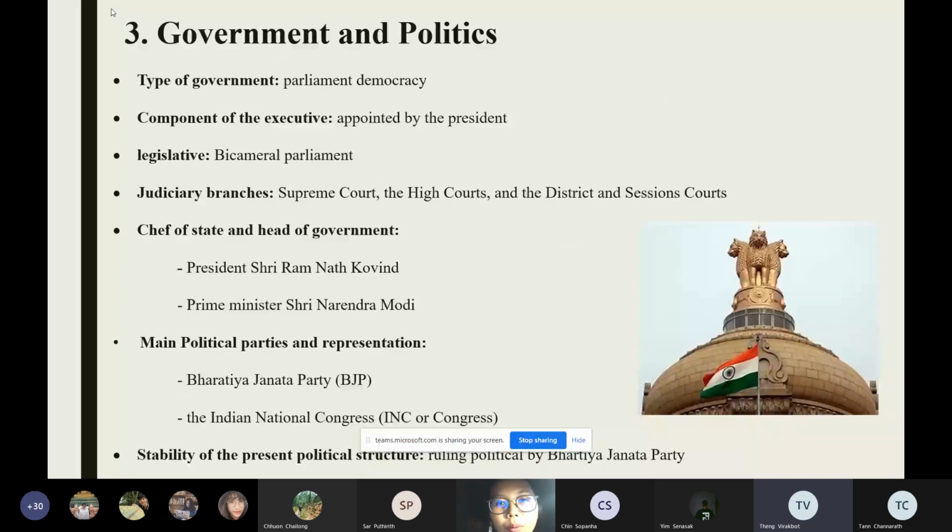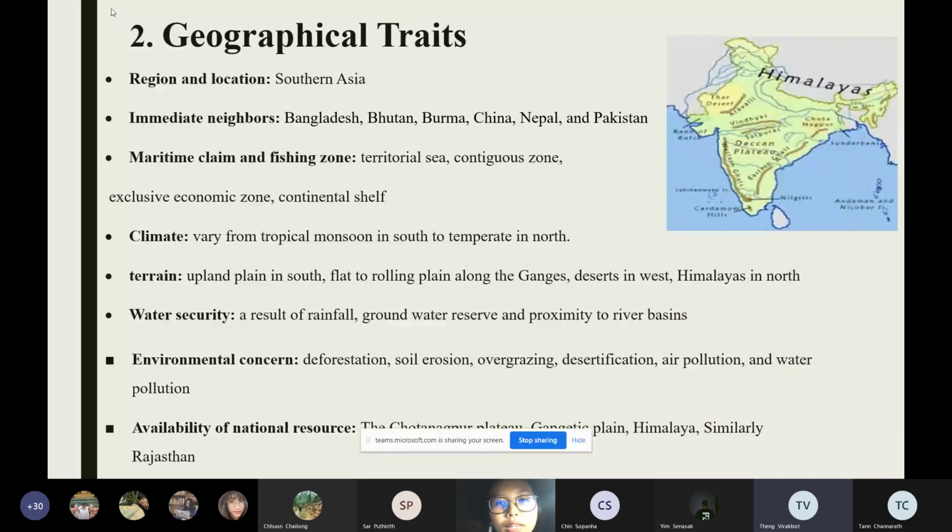According to the map we put on the slide, India is located in Southern Asia, and we have Bangladesh, Bhutan, Burma, China, Nepal, and Pakistan as our neighboring countries. Talking about climate, India varies from one area to another. The south is hotter and more humid than the north. About the terrain, the south of India is an upland plain, while the Ganges, the main river of India, is a flat rolling plain. The desert in the west and the Himalaya in the north are also part of the terrain. You will see the words water security here. In India, it is a result of rainfall, groundwater reserves, and proximity to river basins.